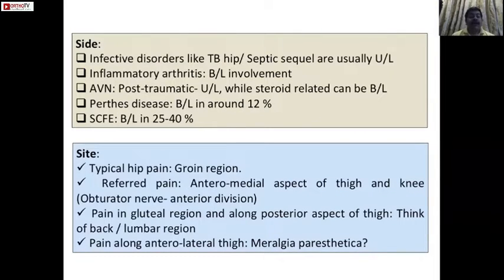Now, the side. Infective disorders like TB and septic sequelae invariably are unilateral, inflammatory could be bilateral, AVN if post-traumatic could be unilateral, if it is maybe steroid related, can be bilateral. So all these features are going to take you towards what is the diagnosis in a patient. Site, very important: invariably it is the anteromedial groin plane which the hip produces. And be careful if it is a gluteal pain. Better check up on the spine and the back and be sure where the pain is coming from.